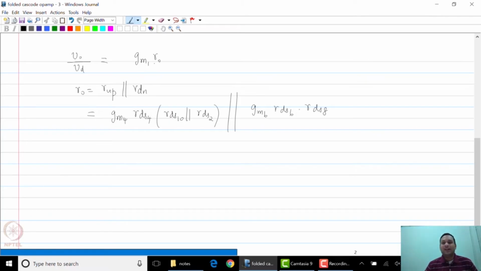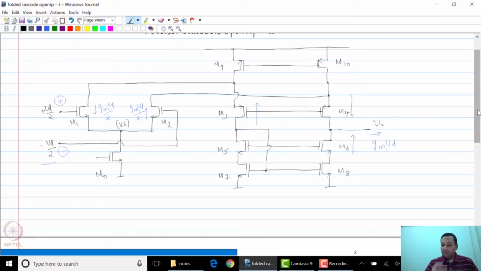This is only a little bit smaller than the square of the intrinsic gain of a transistor. So this is the small signal gain of the folded cascode op-amp. Now that we have found out the small signal gain, we should also write down the expression for the frequency response of the folded cascode amplifier.